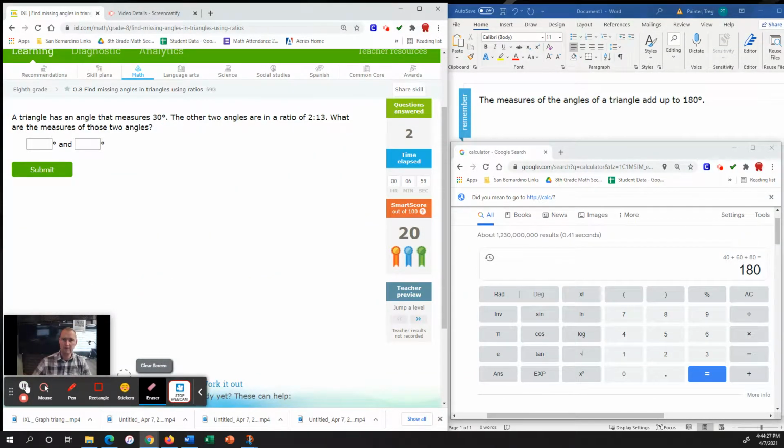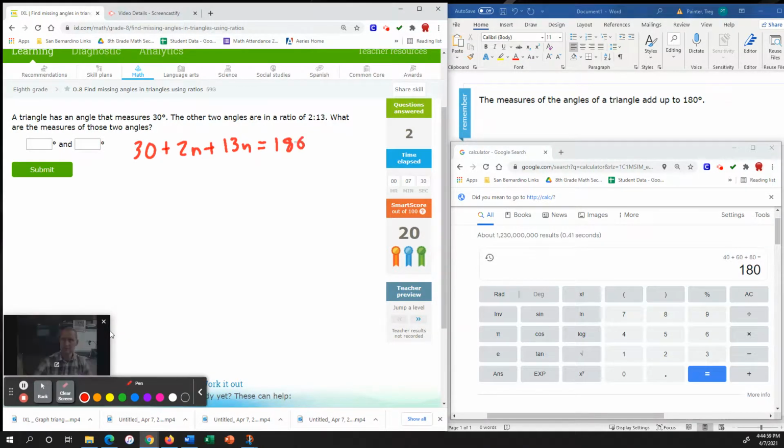All right, we got our next problem. A triangle has an angle that measures 30 degrees, and the other two angles are in a ratio of 2 to 13. What are the measures of those two angles? Same concept. So we're going to take 30 plus 2n plus 13n equals 180 degrees.